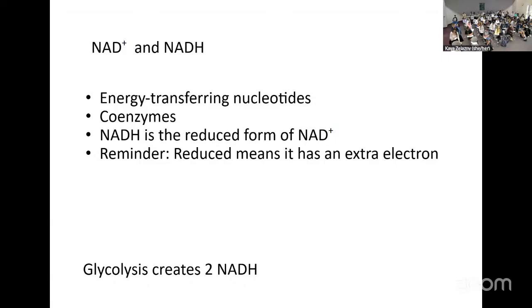at the end of this process to make ATP. Now remember that when we say we have a reduced form, that means it has an extra electron. We can think about the electrons, we can think about the chemistry, but the way I cheat on this is that I always think about that hydrogen. The hydrogen is carrying electrons with it, so I just think it gained a hydrogen, it gained an electron. So glycolysis is creating 2 of those.